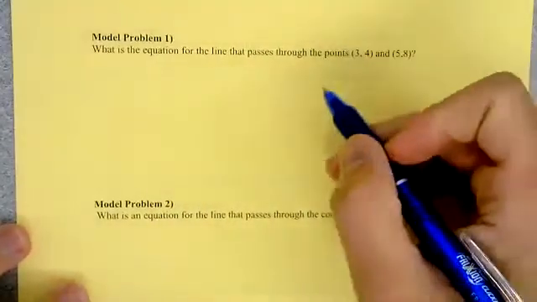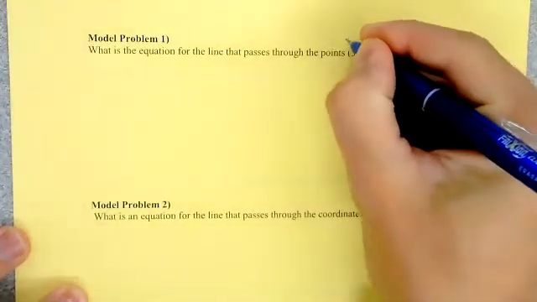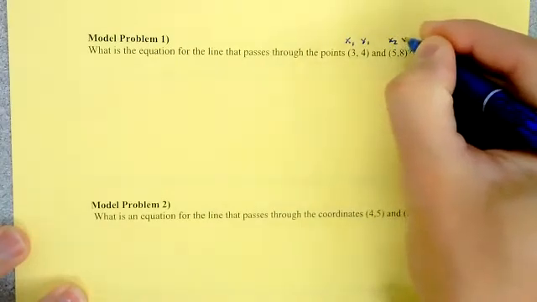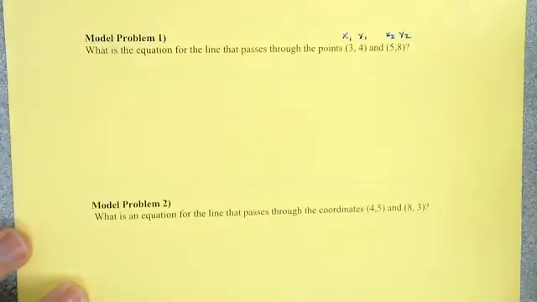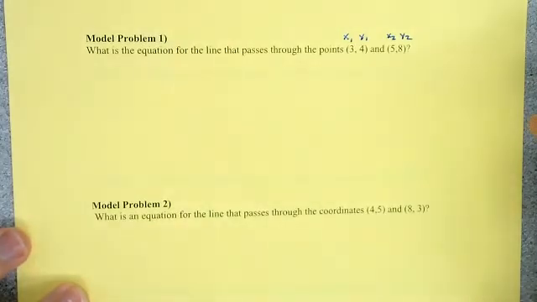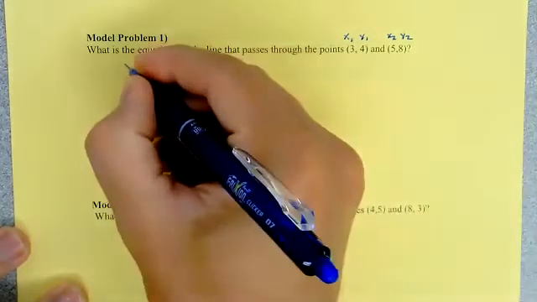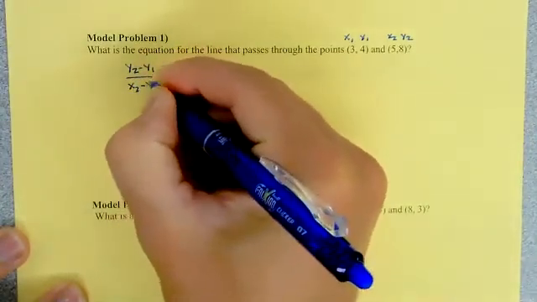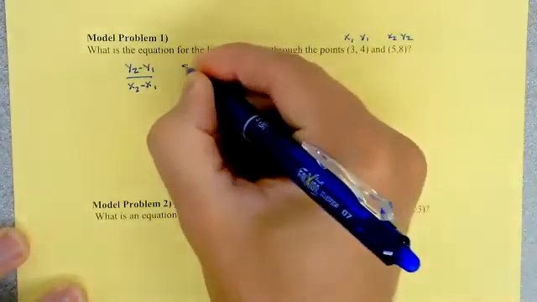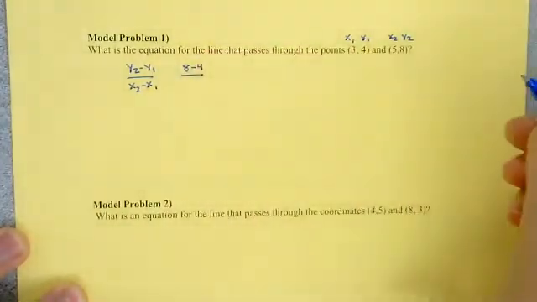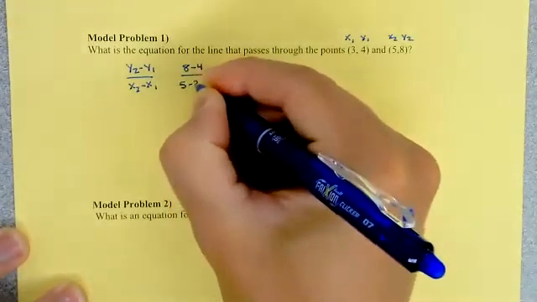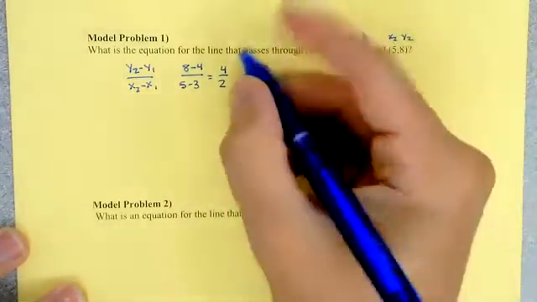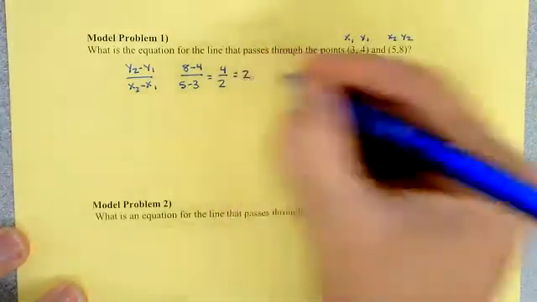Alrighty, so they give us the points (3, 4) and (5, 8). Again, we could call these x1, y1, x2, y2. The first thing we need to do is come up with the slope. So y2 minus y1 over x2 minus x1 gives us 8 minus 4 over 5 minus 3. Okay, slope of 4 over 2 reduces down to just 2.